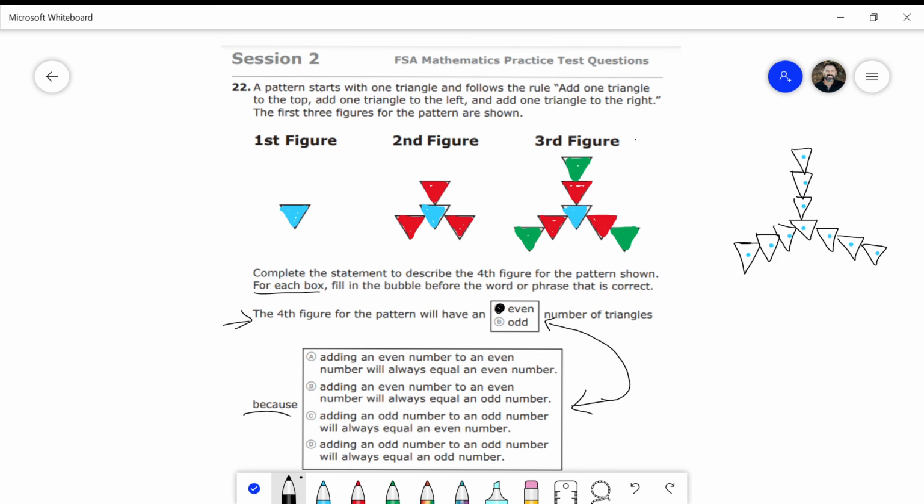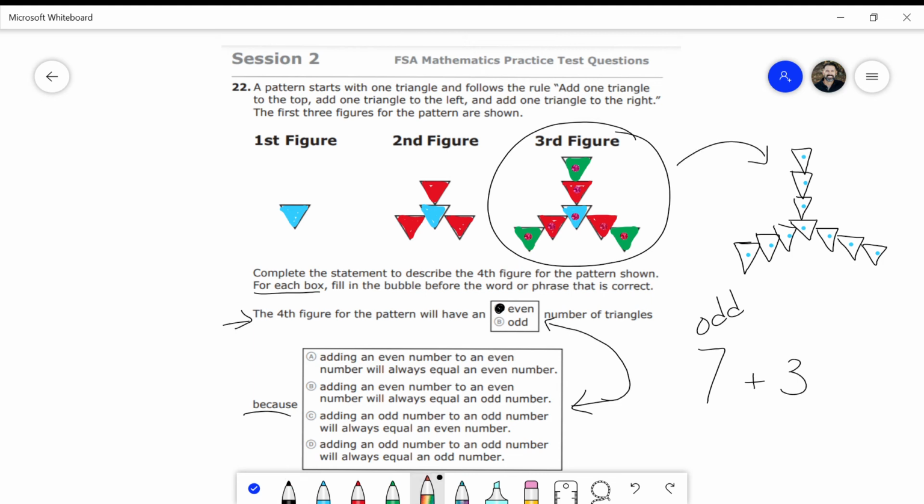Well, let's look at figure 3. Figure 3 has a total of, so let's go ahead and count them out. 1, 2, 3, 4, 5, 6, 7. That's 7 triangles, that's an odd number. And we're going to add 3 more triangles to get to figure 4. That's what we did right over here, right? We added 3 more. 1, 2, 3. Well, that's also an odd number.